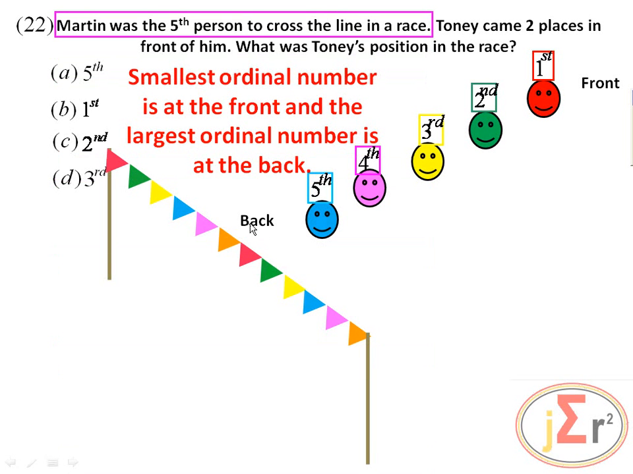Martin was the fifth person to cross the line in a race. Which one is Martin? Blue. Right, Martin is the blue one because Martin is actually the fifth person to cross the line, and the one in blue is the fifth person.